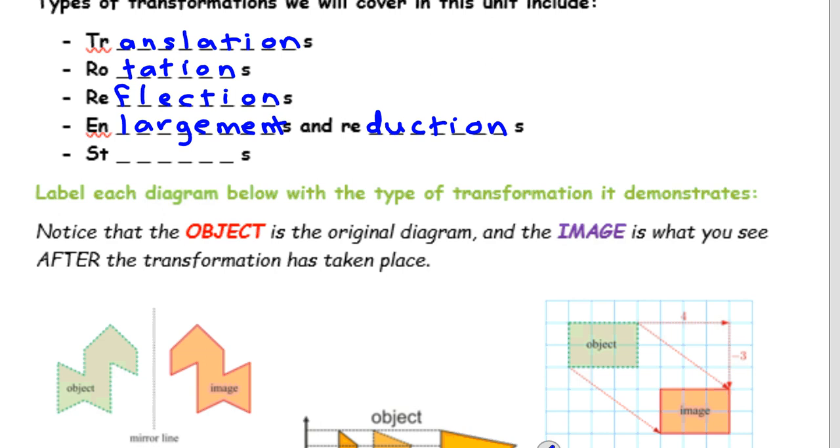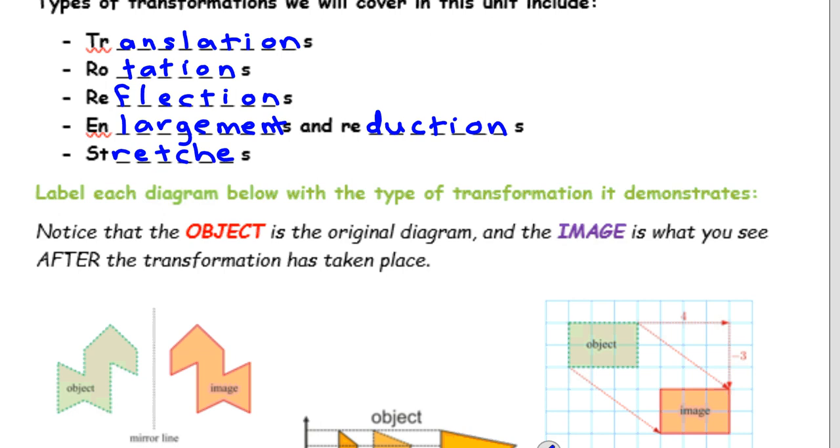So translations, rotations, reflections, getting bigger and smaller, enlargements and reductions. Try to think, what do you tend to do when you warm up to do sport? You do a thing called stretching. So that's the last kind we're going to look at, stretches. We're going to learn them in this order. Translations is today. The next lesson is rotations, then reflections, then enlargements and reductions as a single lesson, and then stretches.